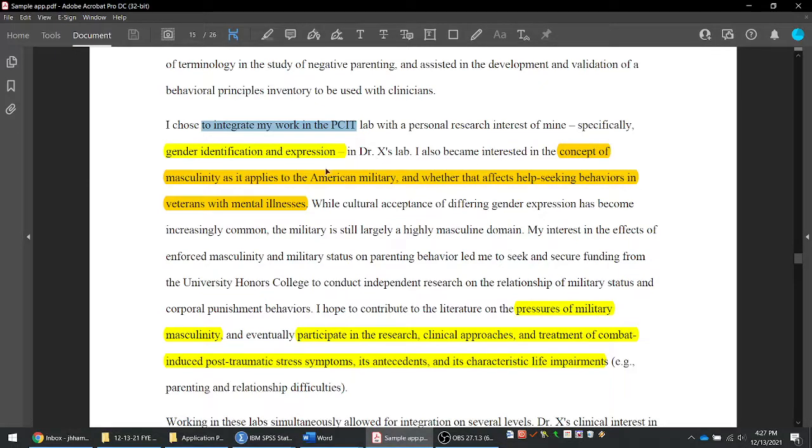Also became interested in the concept of masculinity as binds American military. So I did another thing I did historically in addition to help-seeking research, which is the study of men and masculinity, gender norms, stuff like that. And so a further tie-in with my history as a scholar as it applies to the American military, whether that affects help-seeking behaviors. Okay, bringing back in the help-seeking again, right? Really selling her fit, her research interests with what I do.